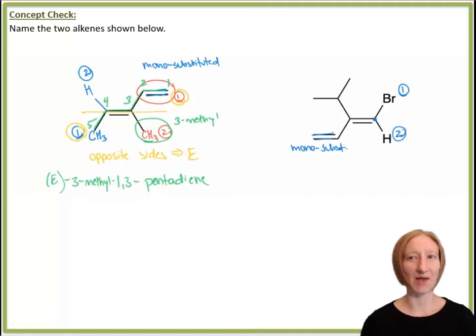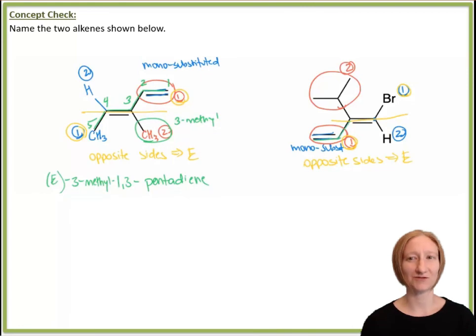In the second example, there is only one of the 2 alkenes with stereochemistry. On the carbon on the right, the bromine is a higher priority than the hydrogen. On the carbon on the left, the alkene is a higher priority than the isopropyl group. So this is also an E stereoisomer.